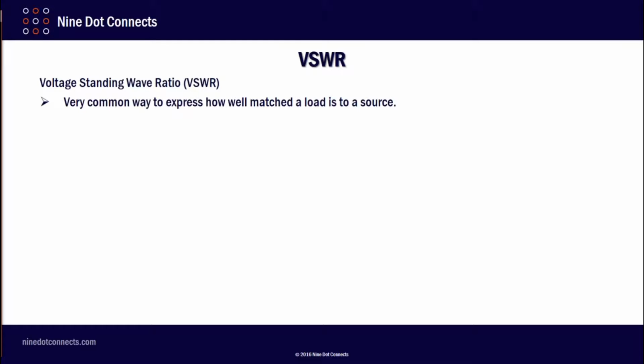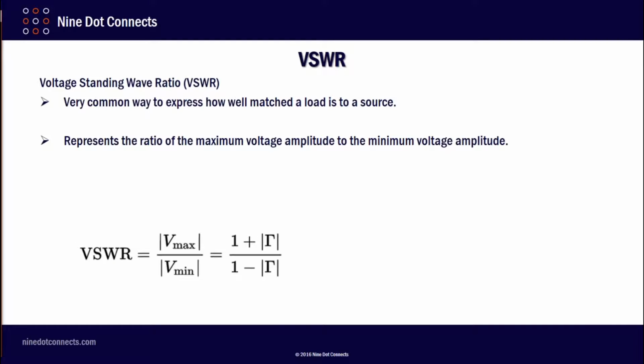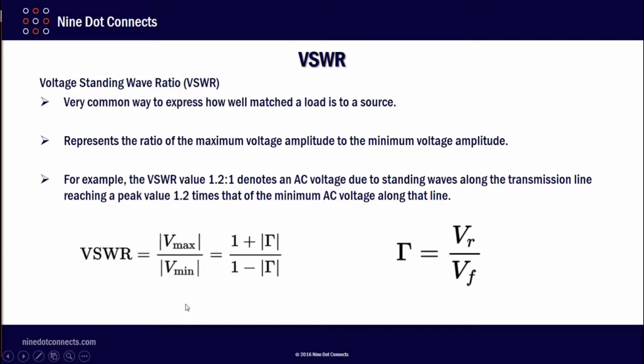Now, this concept of a voltage standing wave ratio is a very common way to express how well matched a load is to a source. It represents the ratio of the maximum voltage amplitude to the minimum voltage amplitude. You can see the equation below. Notice also that it has a relationship with gamma in the equation. That's the reflection coefficient, because ultimately that reflection coefficient is what's going to determine how much is being reflected. Hence, this equation shows the gamma relationship between the reflected signal and the forward signal.